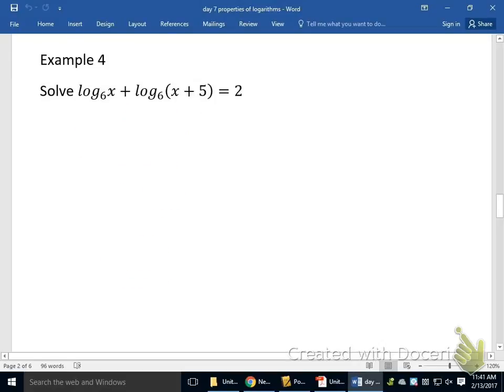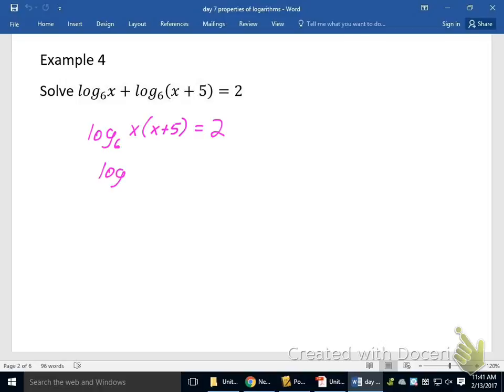All right, and here's our last one of the lesson. I'm actually going to condense that down on the left. So it's going to be a logarithm with a base of 6 of, we're going to multiply the x and the x plus 5 together, equals 2. Personally, I like the idea of going ahead and writing the logarithm base 6 of x squared plus 5x, and that will equal 2.